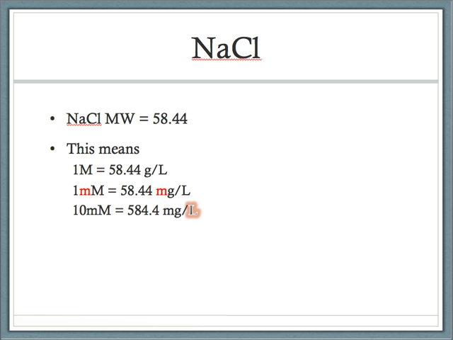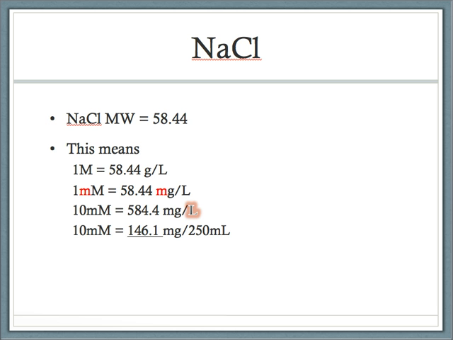The volume we have to calculate for is 250 mLs. A litre is made up of 1,000 mLs. So if we divide it by 4, we should get it to 250 mL. That's exactly what I've done here. 10 millimolar is equal to 146.1 milligrams per 250 mLs. So this tells me how much salt I have to weigh out.